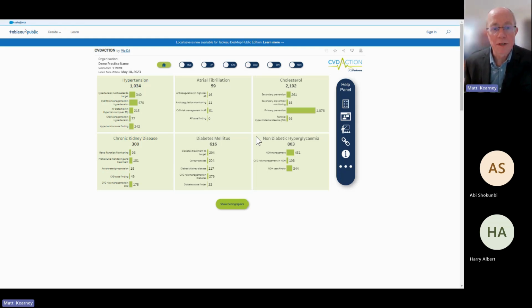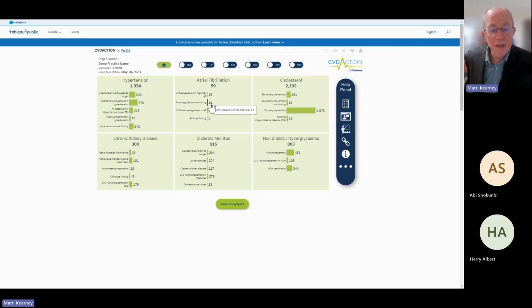cardiovascular risk, for example. In chronic kidney disease, there are 300 patients overall. For 181, it's the proteinuria management that is suboptimal. There are 15 who appear to have accelerated progression, and 175 who need broader cardiovascular risk management improving. And you can see the same sort of approach with the other conditions. So the question, of course, is where should we start and what will have the biggest impact for our patients?